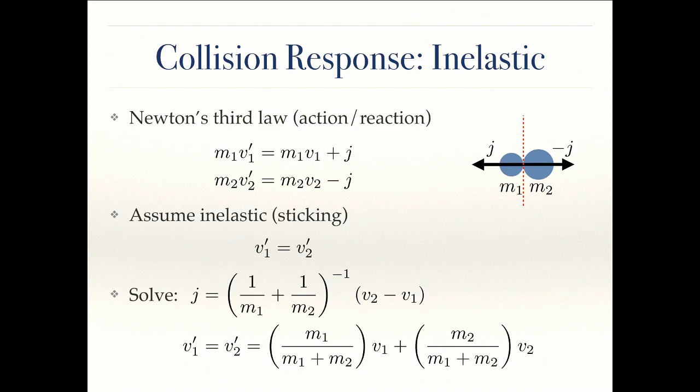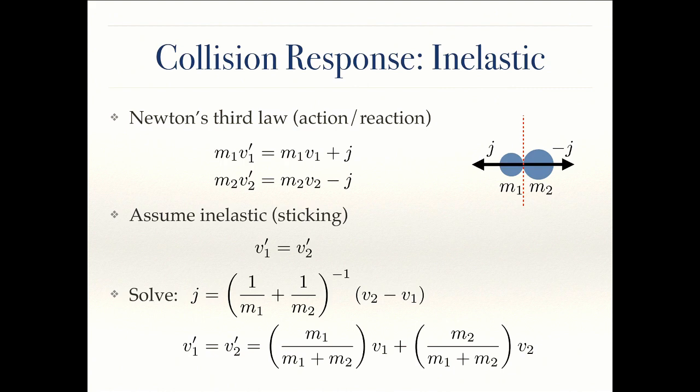I'm going to apply J to the first particle, and it gives me a new momentum m1v1 prime. I'm going to apply minus J to the second particle, and it gives me a new momentum m2v2 prime. Let's say these are one-dimensional, so I have two unknowns, v1 prime and v2 prime, and another unknown J. That's three unknowns, but I only have two equations, so I need a third equation. And here comes my assumption about what kind of collision this is going to be.